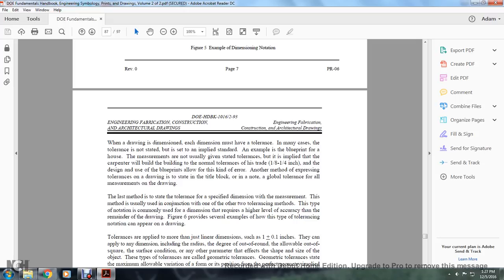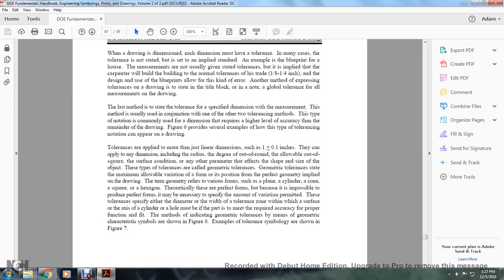The designer using the blueprints allows for that kind of error. Another method of expressing the tolerance of a drawing is stated within the title block, as a note giving the global tolerance of the measurements on the drawing. The last method is to state the tolerance for the specified dimension of the measurement. This method is usually used in conjunction with one of the two tolerance methods. This type of notation is commonly used for dimensions that require a higher level of accuracy than the remainder of the drawing. Figure 6 provides several examples of how this type of tolerance notation can appear on the drawing.